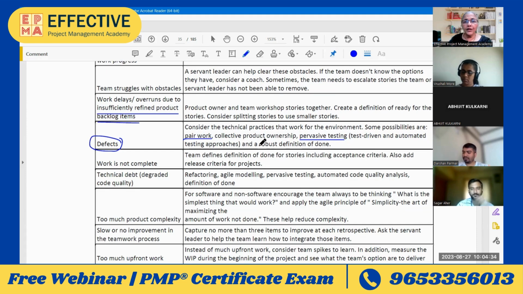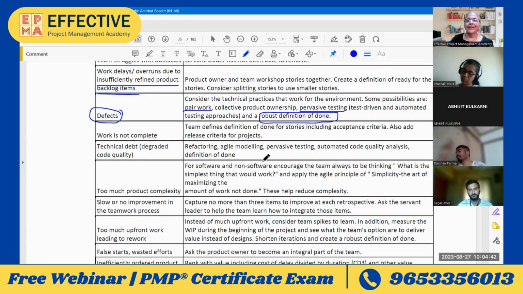And a robust definition of done. This is one more reason why problems are coming: acceptance criteria not well developed. Work is not completed. At the end of the iteration, the team is saying we took up 4 stories, not completed. The team defines a definition of done for stories, including the acceptance criteria. Also add the release criteria for projects.